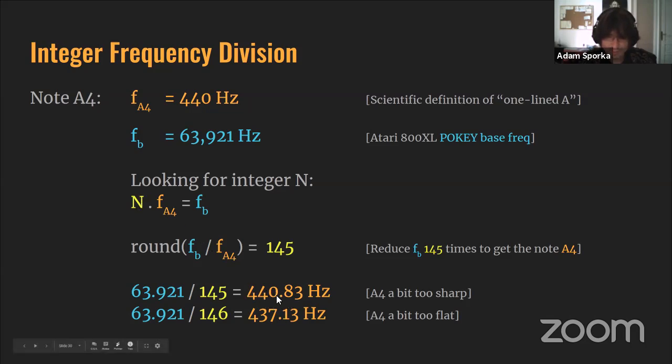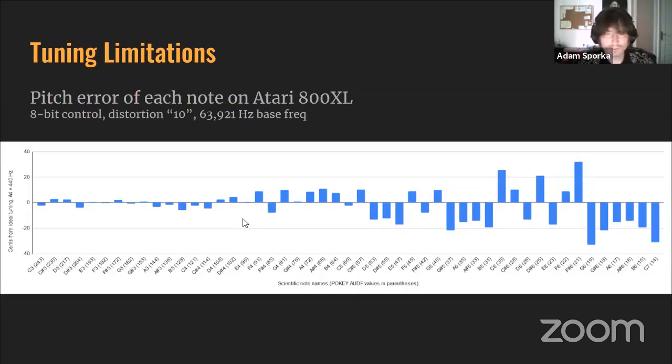So we can either get 440, or 437, right? So we will either be a little bit too sharp or a little bit too flat. And that's it. Different tones would have a different amount of detuning. Those are the numbers for the subdivision of the frequency, right?